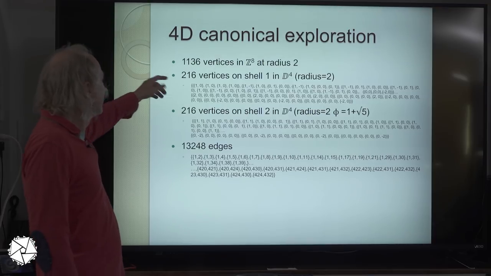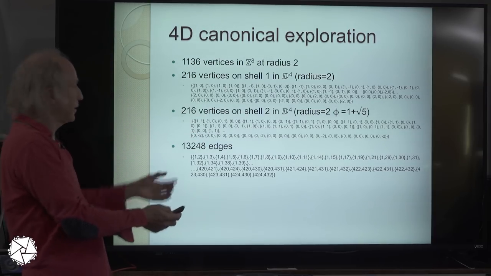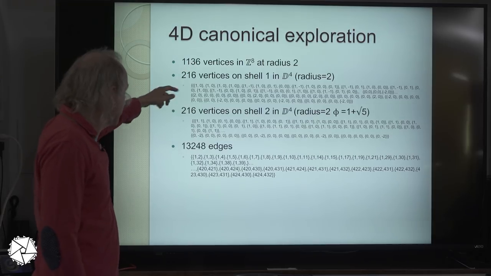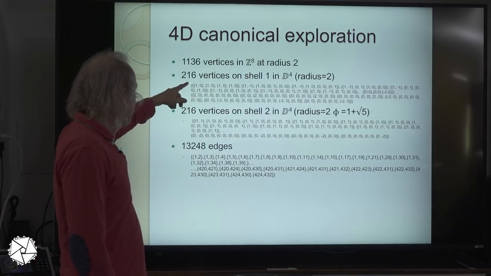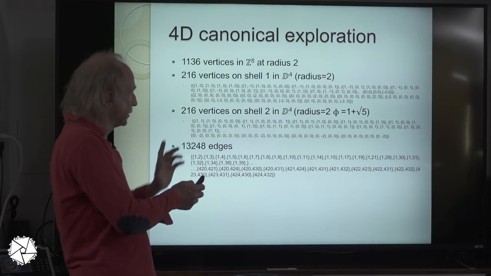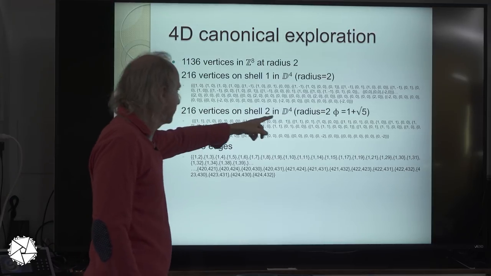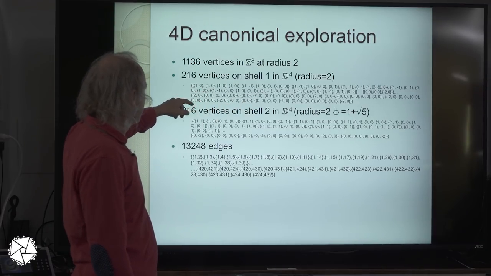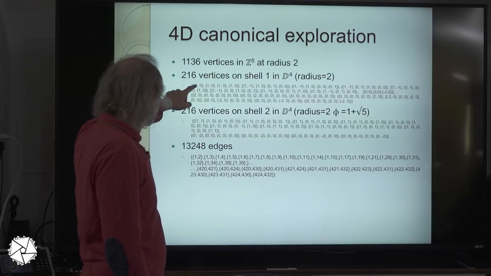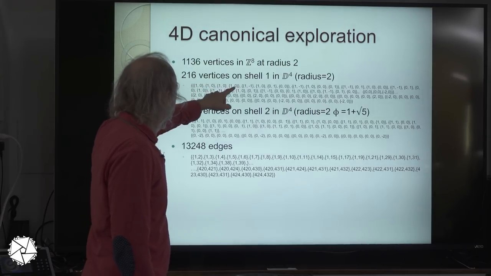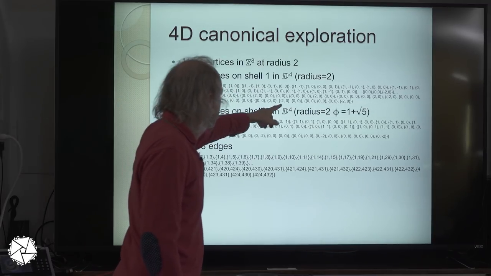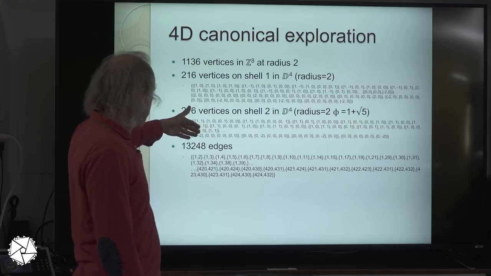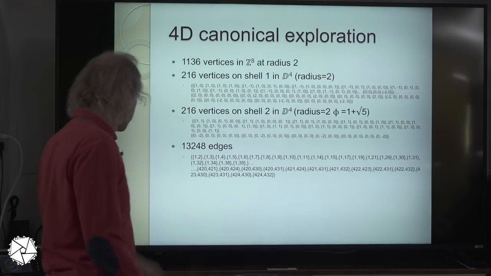But here you see I have more in Z8. So in the shell of Z8, I have now 1,136 vertices. And I select only 216, which in 4D are at the radius 2, and the same number at the radius 2 phi. So I don't list all of them, but it's quite the same. Here also the sum is 4. So you can also have a coordinate which is 2, but you have 4 coordinates to each point because we are in 4D. And from this and this, I compute something like 13,000 edges.